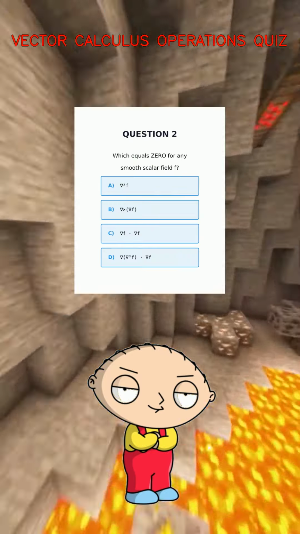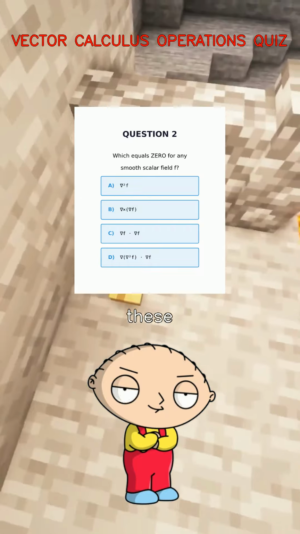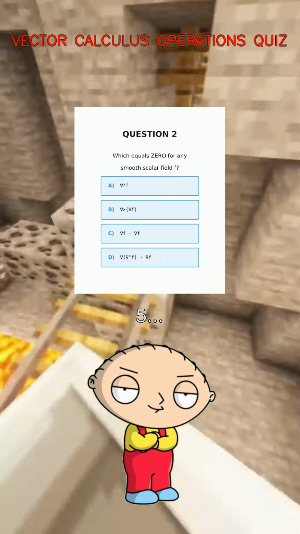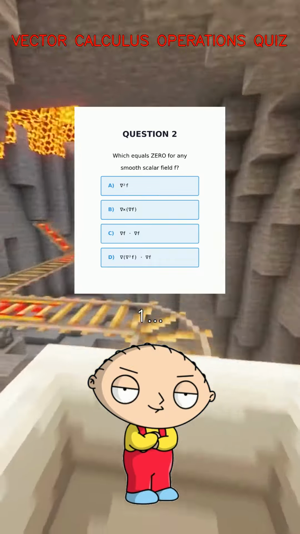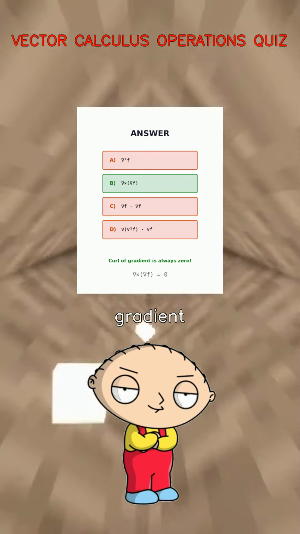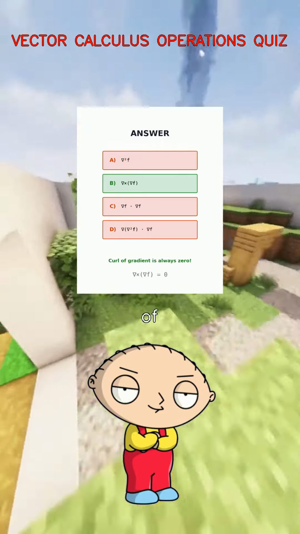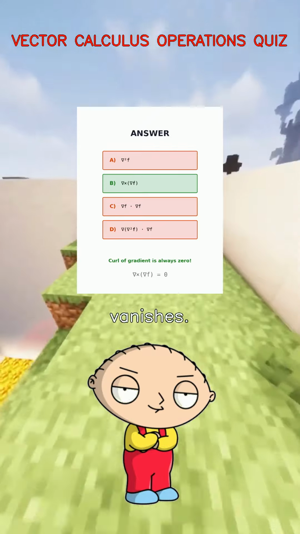Question 2. Which expression equals 0 for any smooth scalar field f? One of these is a famous vector calculus identity. B. Curl of gradient. The curl of any gradient is always 0. This is one of the fundamental identities. If you have a conservative field, its curl vanishes.